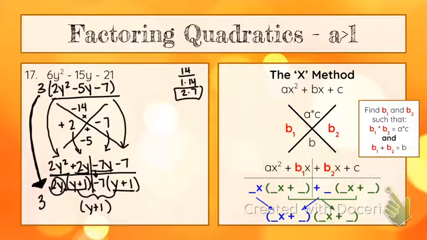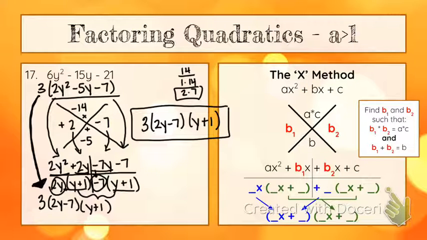So these two become one of our terms. And then 2y minus 7 is our other term. And this 3 that we brought down just goes in front of those. So our answer to this problem, I'm just going to rewrite it where you can read it easier, is 3 times 2y minus 7 times y plus 1.